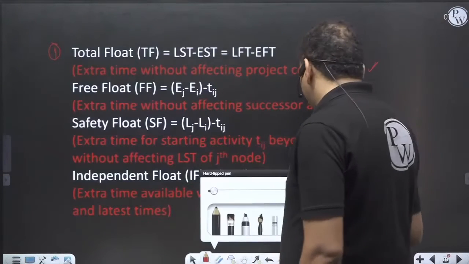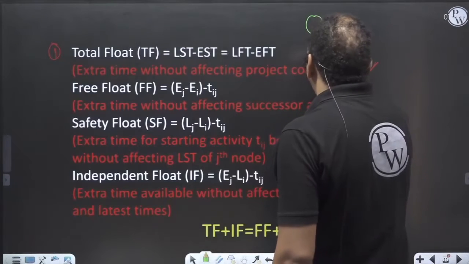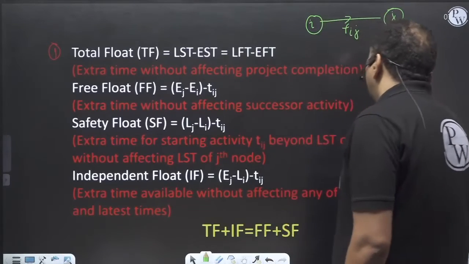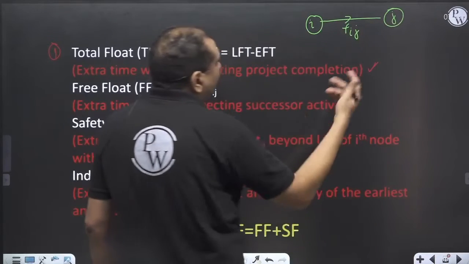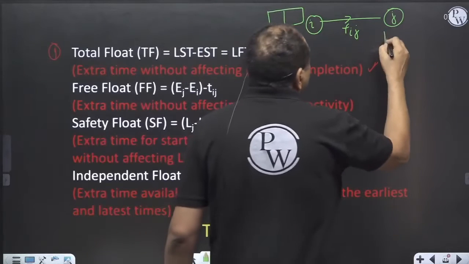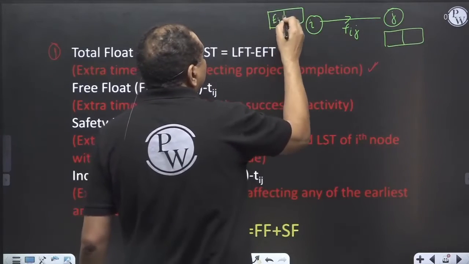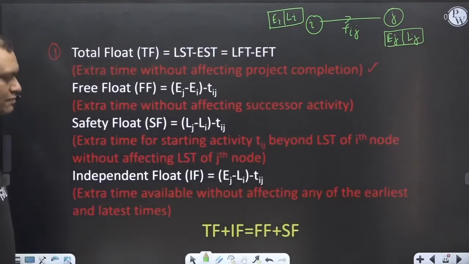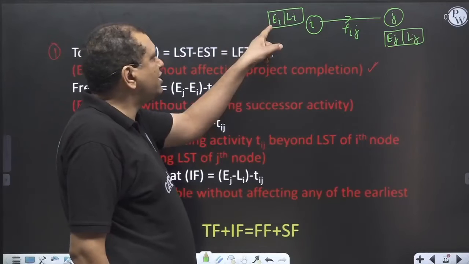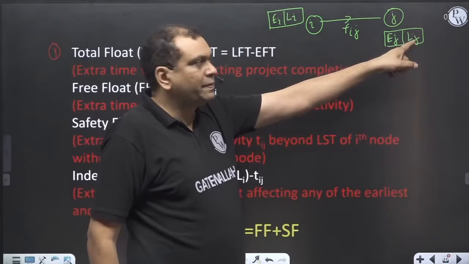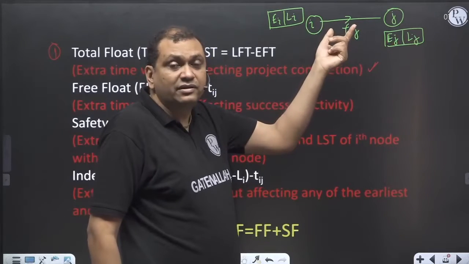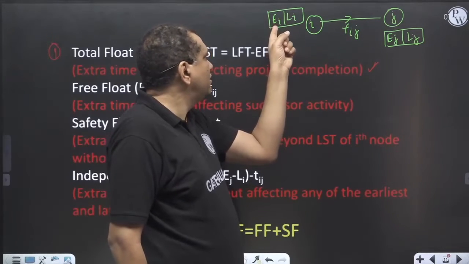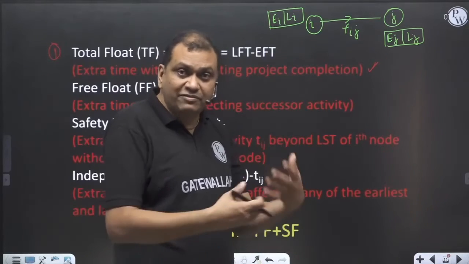Now, free float. So what is a free float? While going for forward pass and backward pass, these are the values written, and I have already told you this is the earliest start time and this is the latest finish time. And Ej and Li refer to the node, not the activity. To calculate earliest finish time, Ei plus Tij. That's the way we do it. We have done a lot of calculations till now.